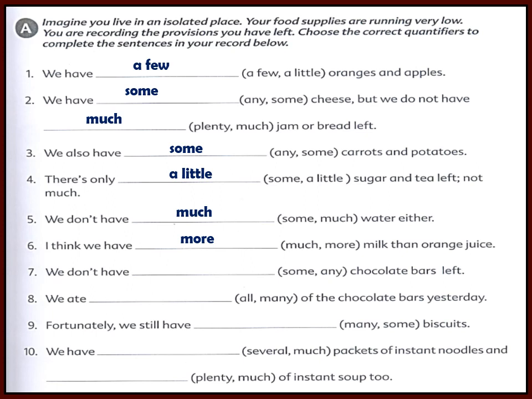Number 7, we don't have dash chocolate bars left. Now it's a negative sentence, and you will guess the answer, any, right? Whenever we have a negative sentence or questions, then we use any over there. Number 8, we ate dash of the chocolate bars yesterday.